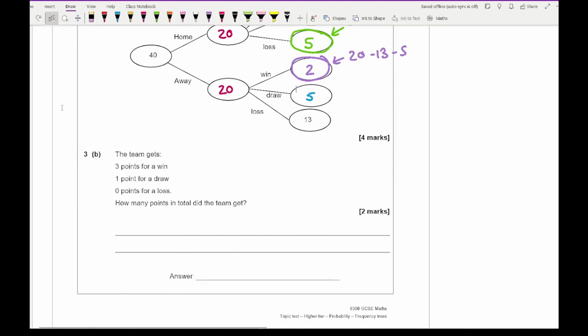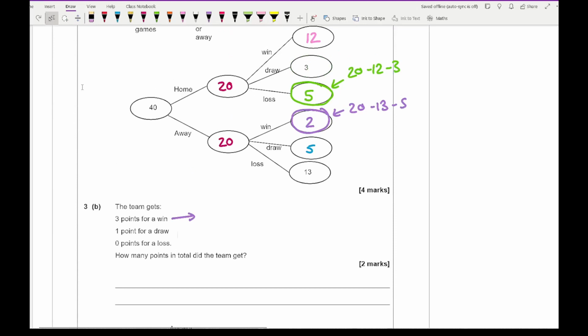Then for the next part, it says the team gets 3 points for a win, 1 point for a draw, 0 points for a loss. How many points in total did they get? Well, if I look at the tree diagram again, how many games did they win? They won 12 and 2, so that's 14. So 12 plus 2 is 14. Times that by 3, and I get an answer of 42.